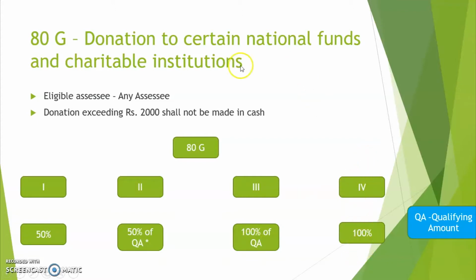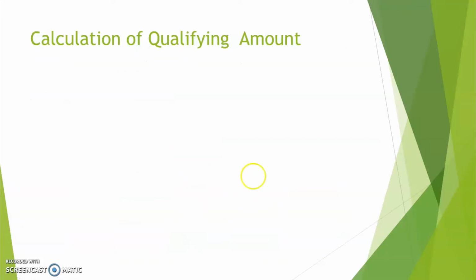So for category 1 and 4, we can take the deduction straight away. For 1, 50% of the total donation. For 4, 100% of the total donation. But for 2 and 3, it's based on the qualifying amounts. Alright, now let's see how we calculate qualifying amounts.